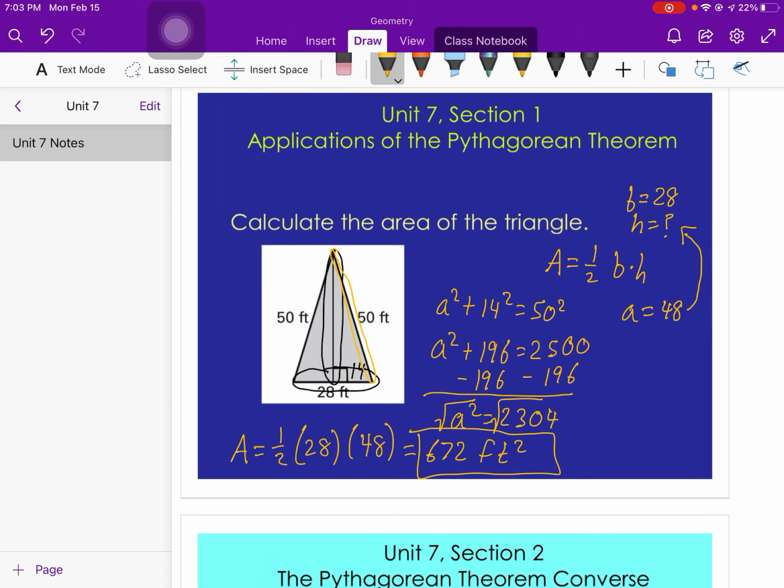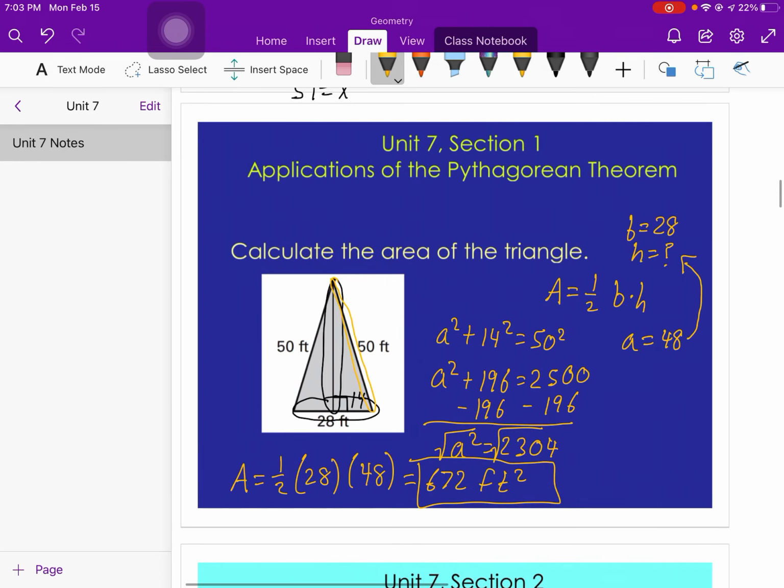So you just need to be prepared to apply the Pythagorean theorem as well, because there's definitely plenty of applications. It's one of the most important theorems just like ever discovered in math. We use it in so many different things. So, but that is it.